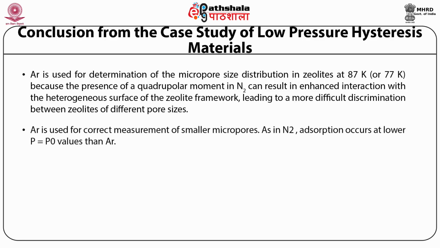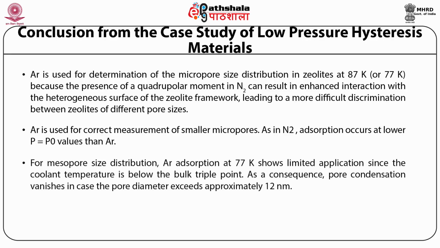Argon is used for correct measurement of smaller micropores, as in nitrogen adsorption occurs at lower pressure, P/P0 values, than argon. For mesopore size distribution, argon adsorption at 77 Kelvin shows limited application since the coolant temperature is below the bulk triple point.